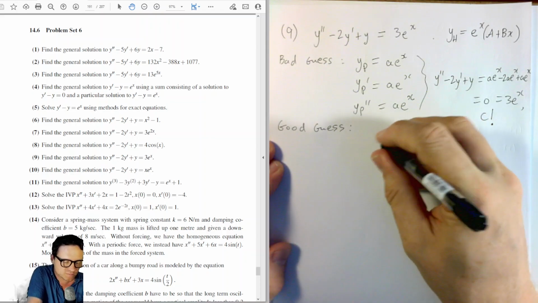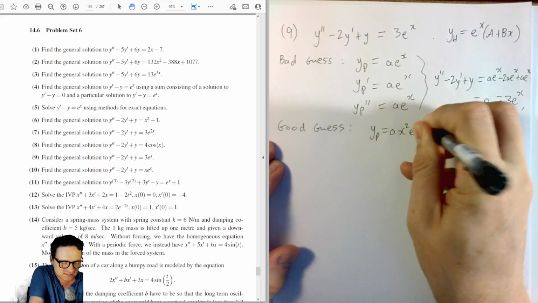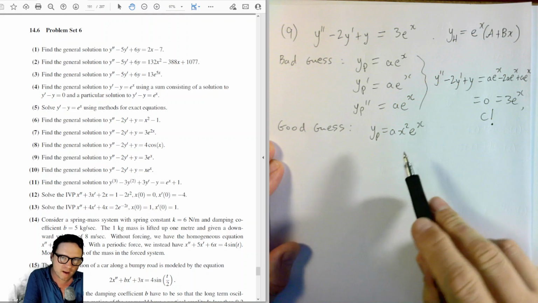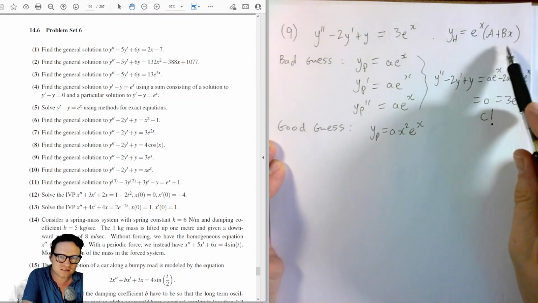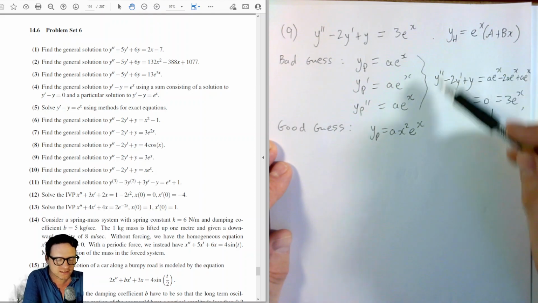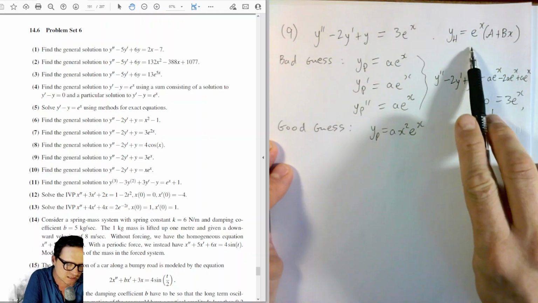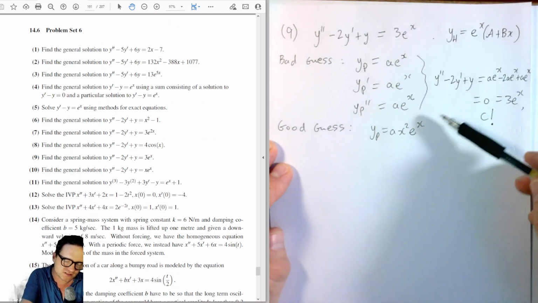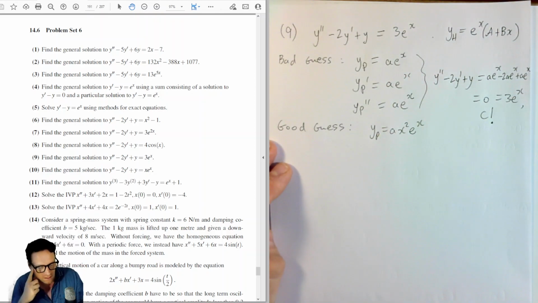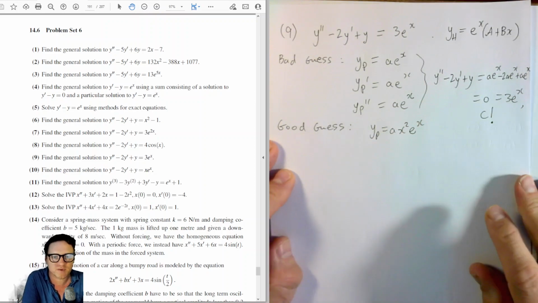And so a good guess would be, say, to let yp be equal to ax squared e to the x. Remember, I want to get something that's independent of this, because if I find two solutions that are linearly independent, then their sum should give me the general solution. So I can't pick a e to the x, because you see what happens, but I don't want to pick a x e to the x either, because that will not give me something new. That will also give me a bad guess. So this is what I want to pick here.